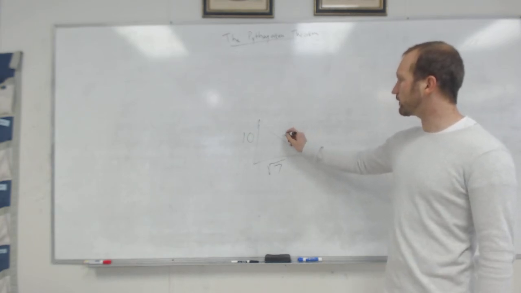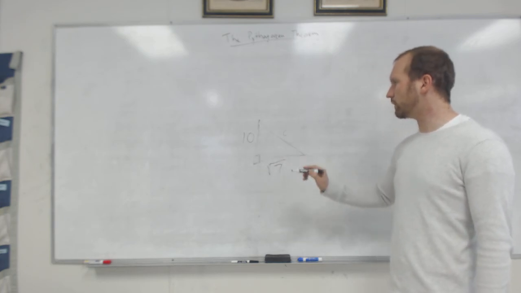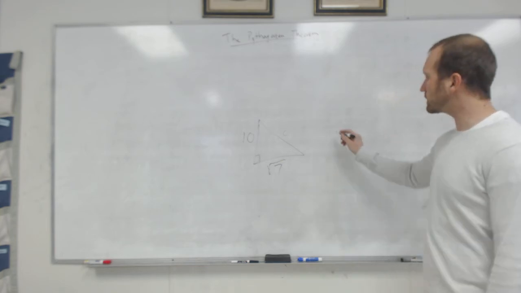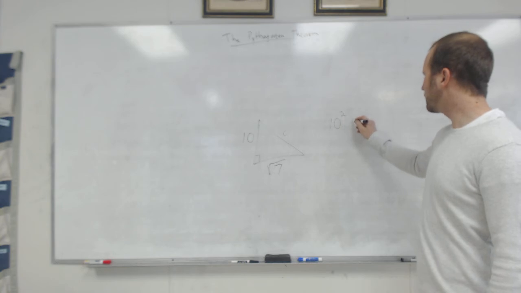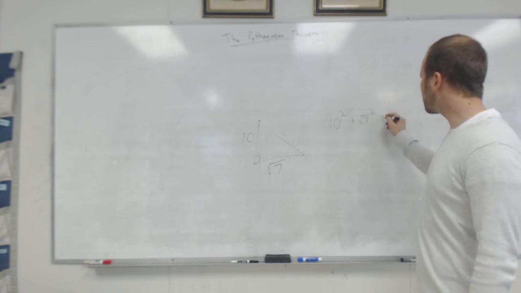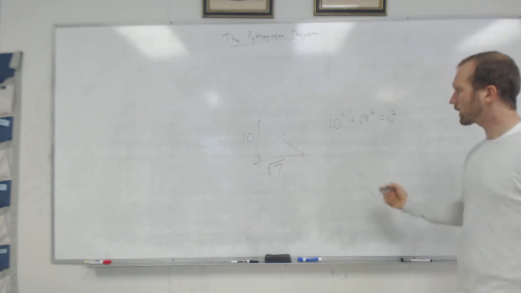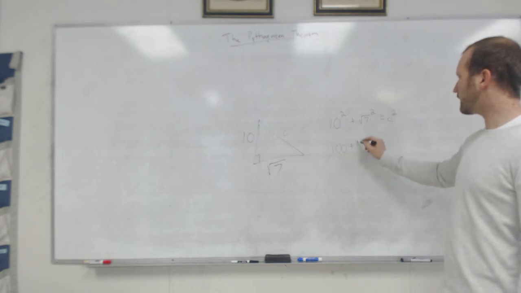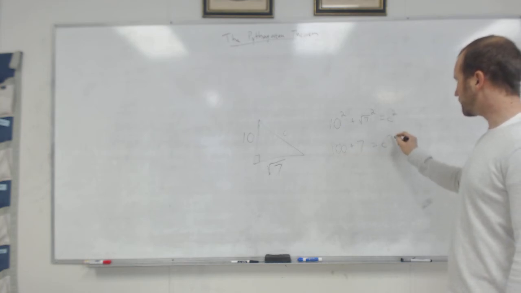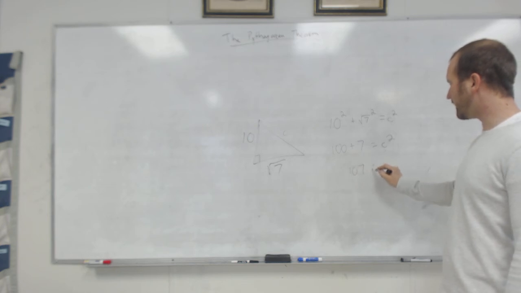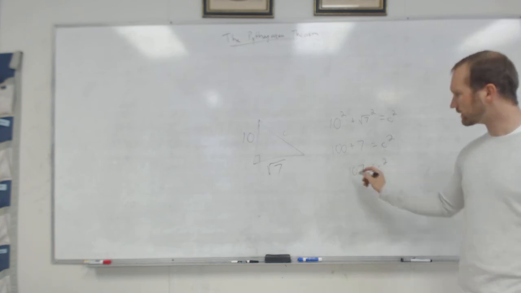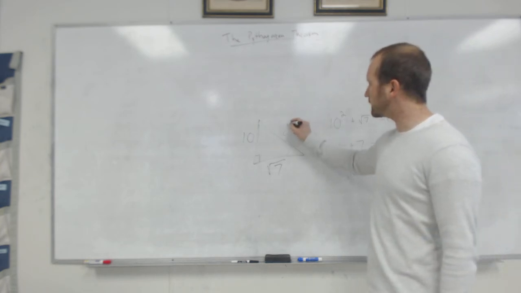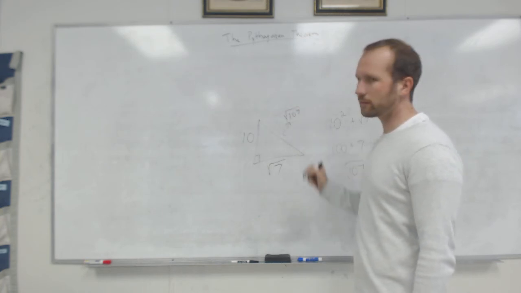So how would I find C if this is C and this is our right angle? We do the same process we've been doing. 10 squared plus the square root of 7 squared equals C squared. So 10 squared is 100. 100 plus 7 equals 107. So that equals C squared, and then what's my last step? Take the square root. Now, there's not a nice square root of 107. So I would just give my answer as the square root of 107.